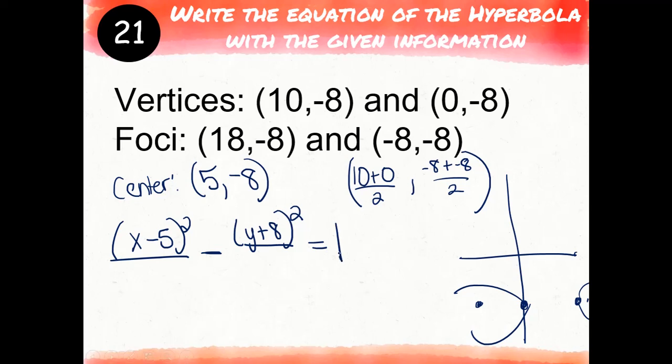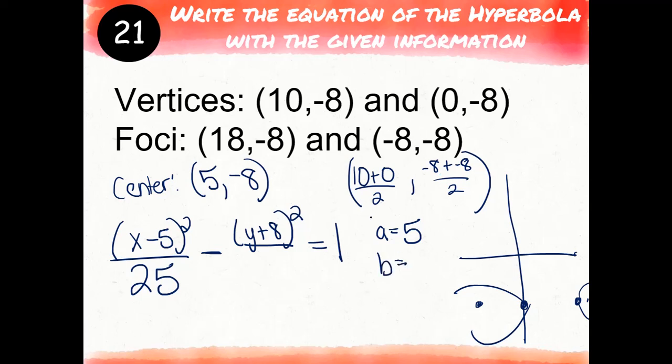Now, again, find your a value. Remember, a is center to vertices. So how far is 5, negative 8 from 10, negative 8? 5, right? So my a value is 5. So I'm going to put 25 down here. Now, I need b. I need vertices to asymptote. I have none of that. So I can't find b. B is kind of elusive right now.